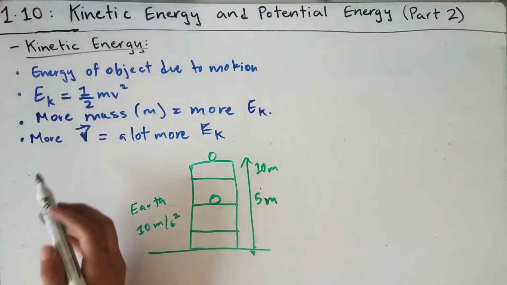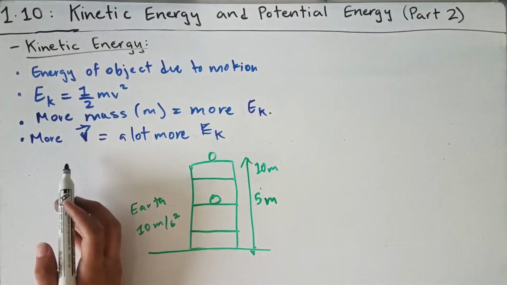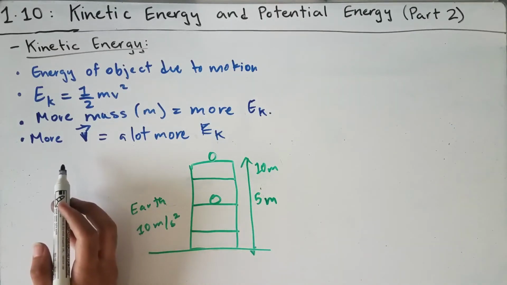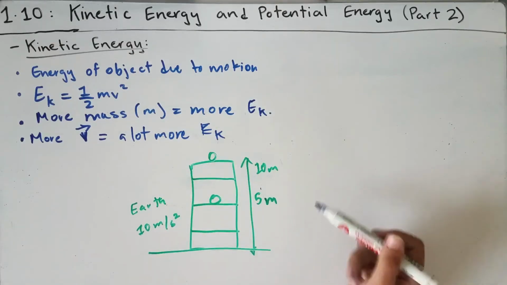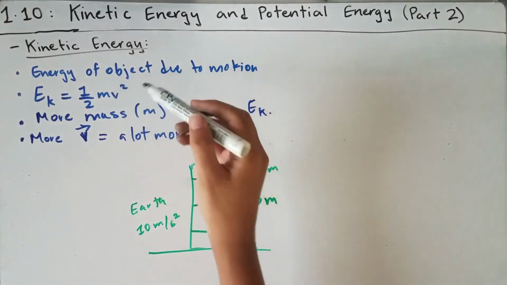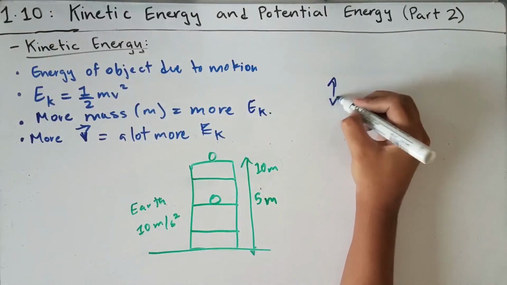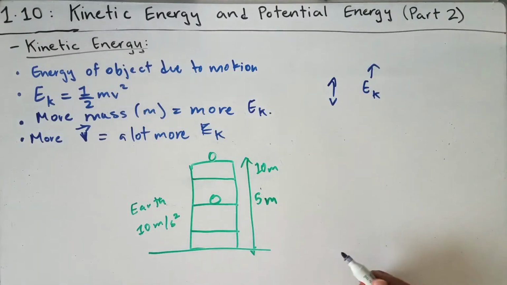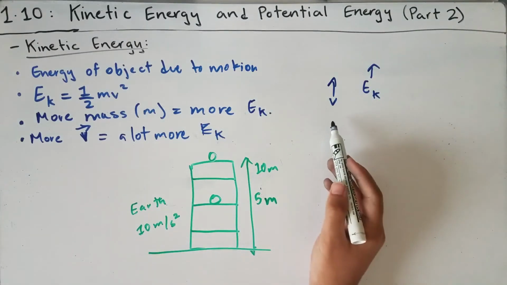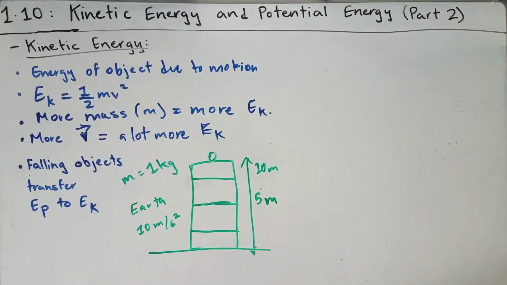But if you increase the velocity of that car, if you put your foot on the gas pedal and accelerate the car to a greater velocity, then the car will have drastically more kinetic energy. And this is because of the velocity that is being squared. So if you increase the velocity, then your kinetic energy will increase exponentially compared to the amount of velocity that you increased.